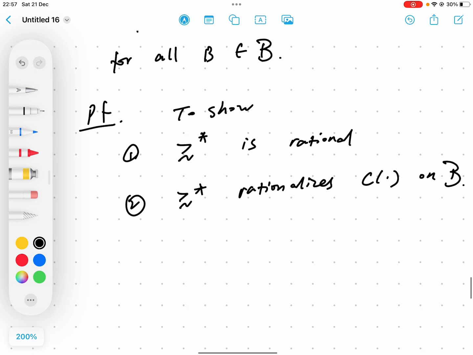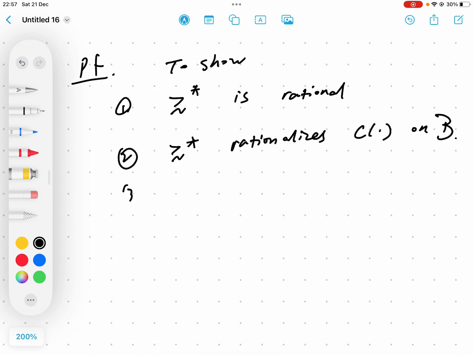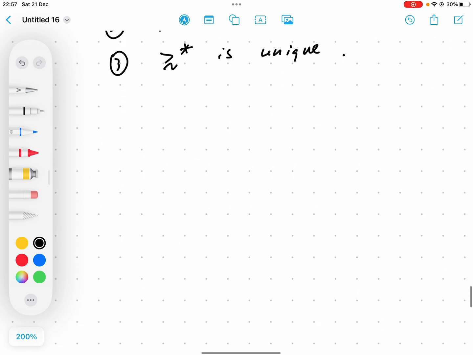And third, and lastly, we want to show that this is the unique preference that can do this. Good. So now let's do this one by one and begin with the first point. We want to check that the revealed preference relation is indeed rational. So we'll check the completeness and transitivity.